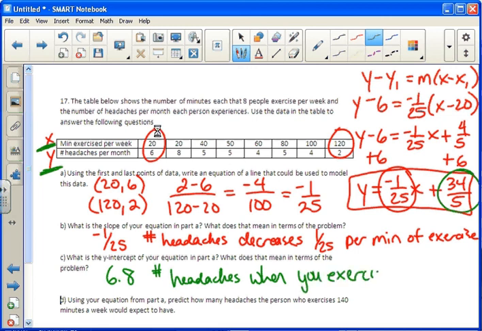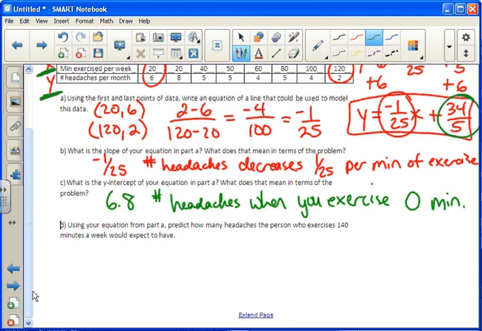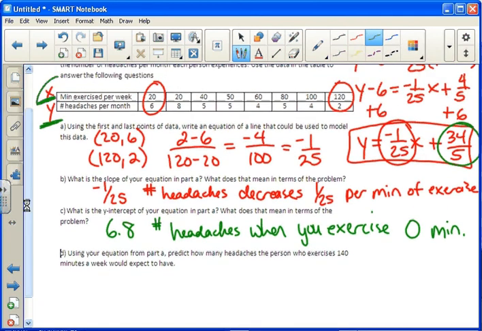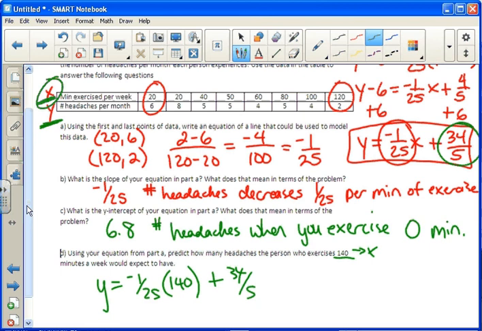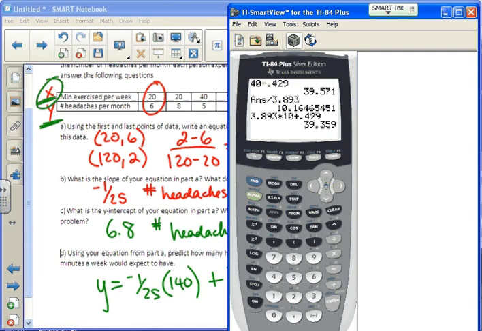And then finally, part D, using your equation from part A, predict how many headaches the person who exercises 140 minutes per week would expect to have. Well, minutes exercised is x, so I'm going to plug 140 in for x. So I get y equals negative 1/25 times x, which is 140, plus 34 over 5. And I can just plug this straight into the calculator. Negative 1 over 25 times 140 plus 34 over 5.